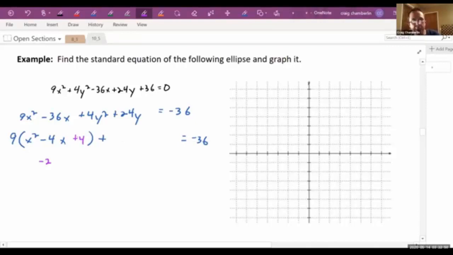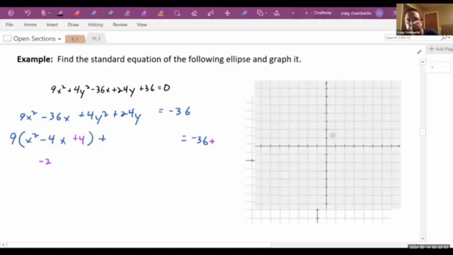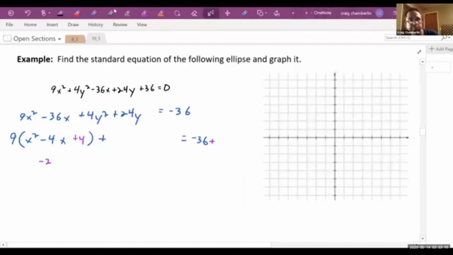Now, you can't just add 4 inside these parentheses. You have to add something to the other side. What do you have to add to the other side? Four. Oh, take another look. What did you really add? 36. There you go. So plus 36. You really added 36 because the 4 was inside the parentheses, and it's really multiplied times 9, isn't it? And then x squared minus 4x plus 4 factors to be x minus 2 quantity squared. And then the 9 is still there.